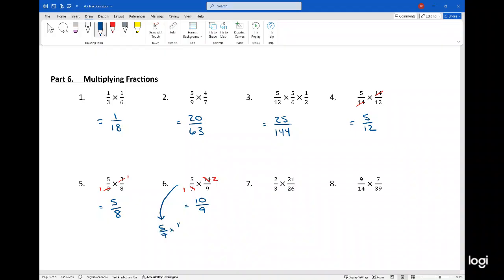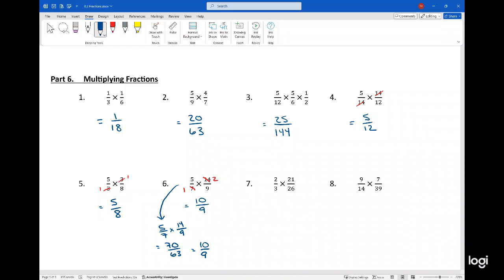5/7 times 14 over 9. 5 times 14 is 70. 7 times 9 is 63. And then I can make the observation that both of those are divisible by 7. 70 divided by 7 is 10. 63 divided by 7 is 9. And what you might observe there is that I just took those numbers and multiplied them by 7s just so that in the end I could divide by 7s, which seems like it's a waste of time. So if we can skip that part and jump straight to the 10/9, that's awesome.